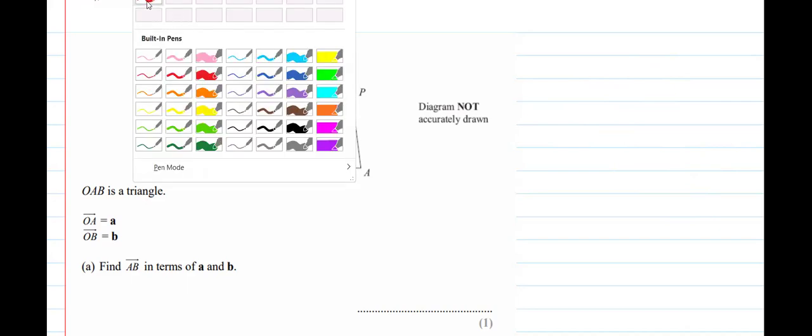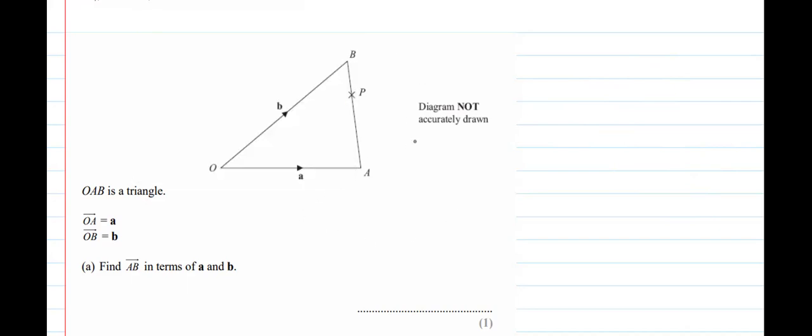So ready? Fully focus, please. A triangle is given in which OA and OB are given. You have to find AB first. In the first part, you have to find AB.